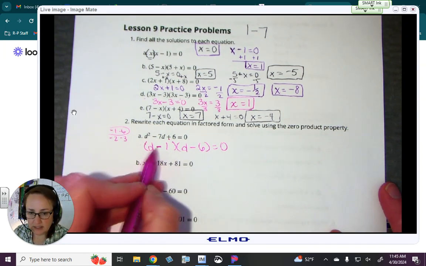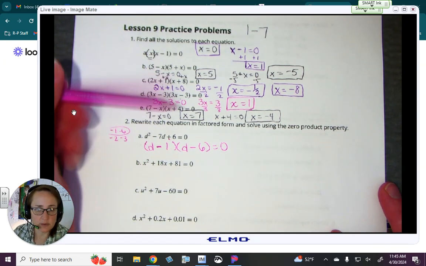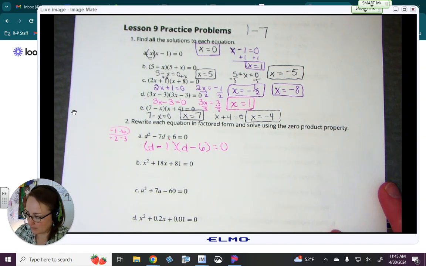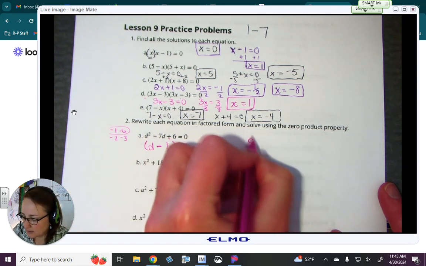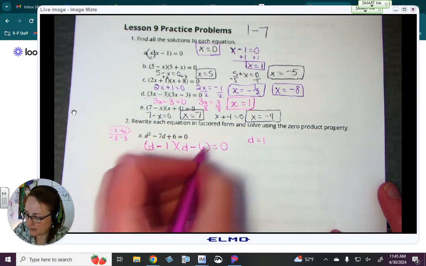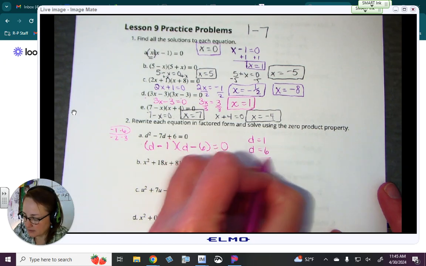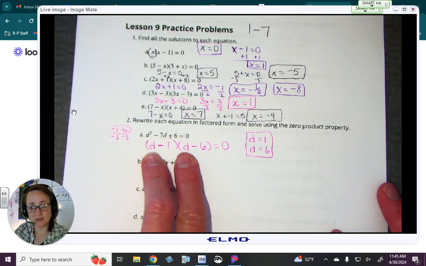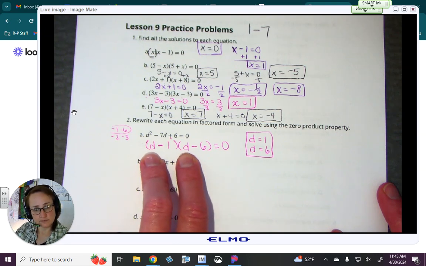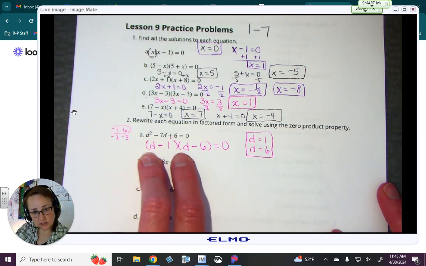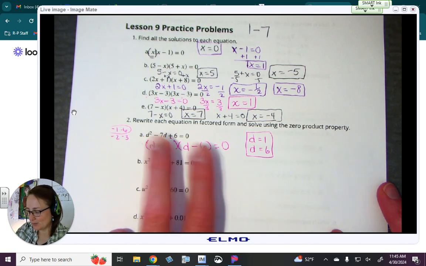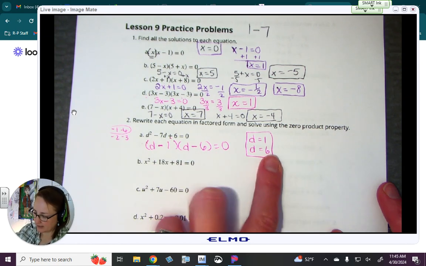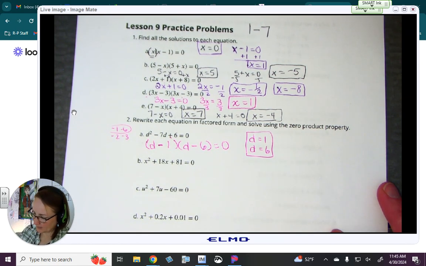And then solving each of these factors, I'm going to do what we did up here, but in my head a little bit faster. D could equal 1, and D could equal 6. Just taking what's in here, as long as the variable's by itself, we can take what we see here and just flip the sign, and we're good to go.